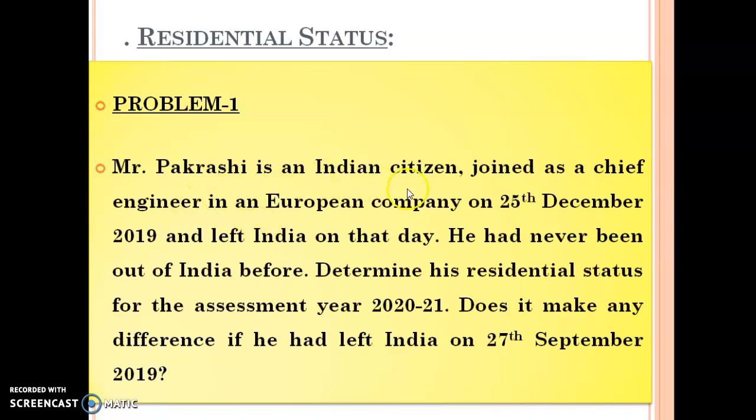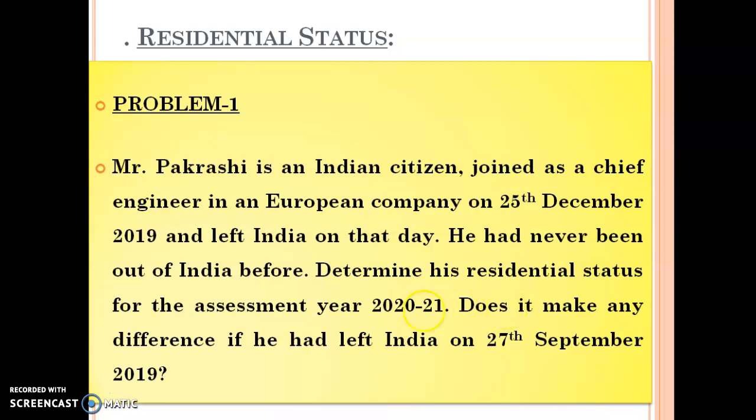Mr. Pakrasi is an Indian citizen. He joined as a chief engineer in a European company on 25th December 2019 and left India on that day. So Mr. Pakrasi left India on 25th December for employment purpose. He had never been out of India before, so this is the first time he left India. Determine his residential status for the assessment year 2020-21. So we have to determine his residential status for the assessment year 2020-21.